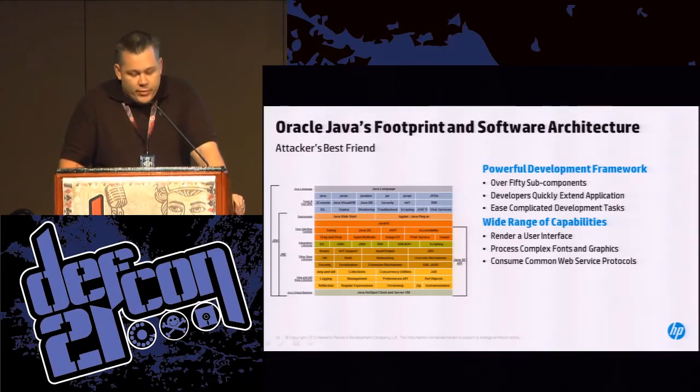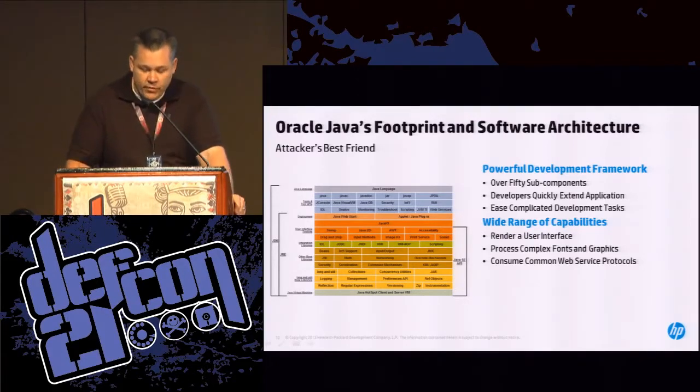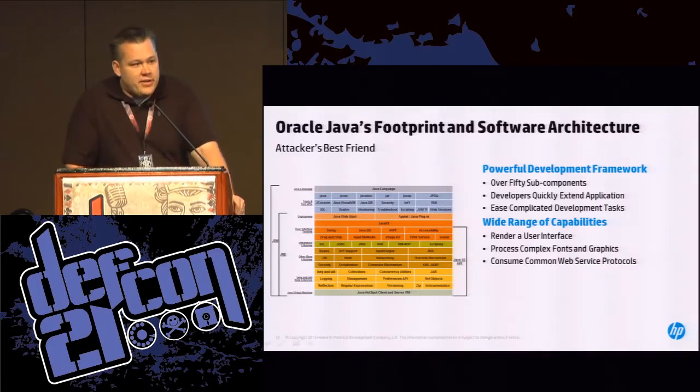And the library subcomponent, the actual lang and util components, provide the basic functionality for almost every application that's out there. So there is a wide range of capabilities, and it allows developers to quickly implement complicated tasks and deploy applications quickly. Kind of write once, run everywhere.